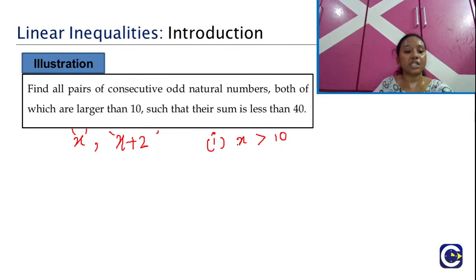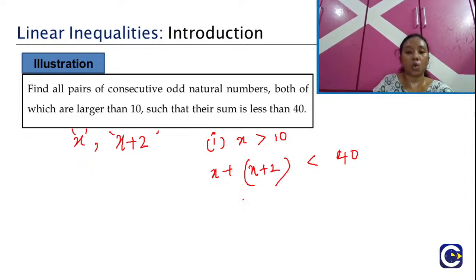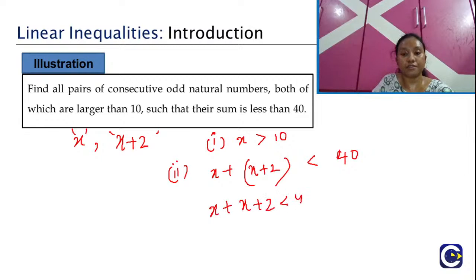So what is my first inequality which I am getting here? That is x greater than 10. And the other condition which they have mentioned is that their sum is less than 40. So the sum of these two consecutive odd numbers is less than 40. That is x plus the other consecutive number, x plus 2. So the sum here is less than 40. What will be our second inequality? x plus x plus 2 less than 40.